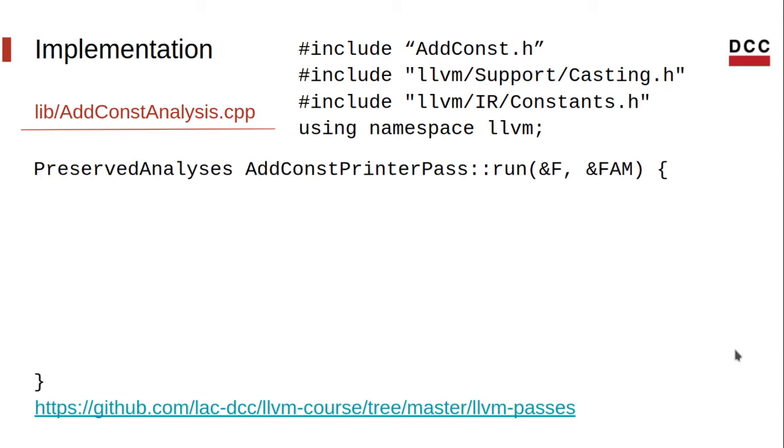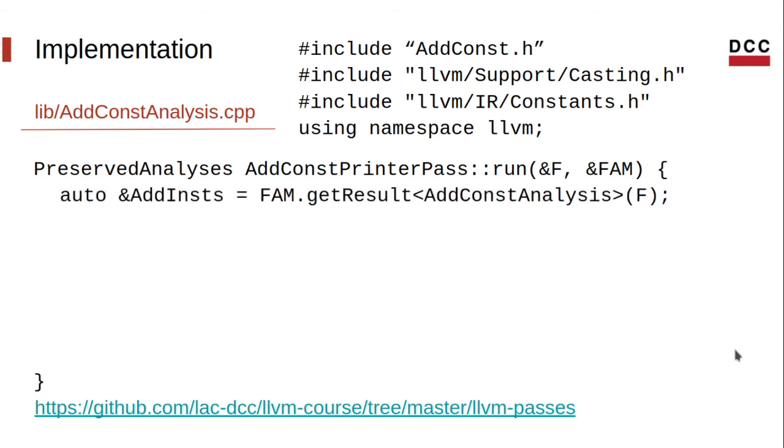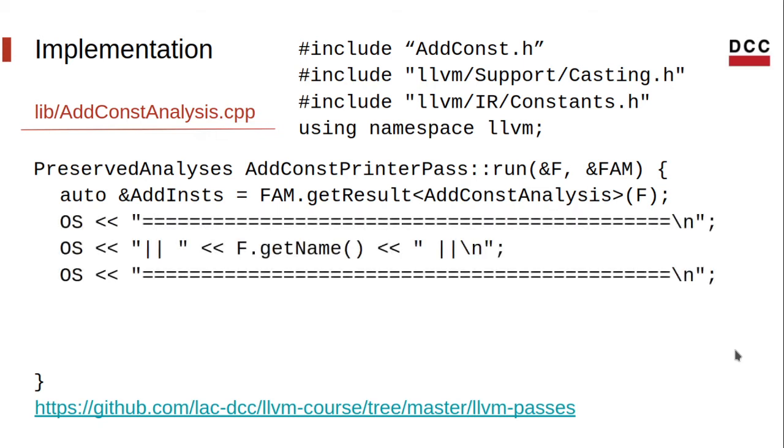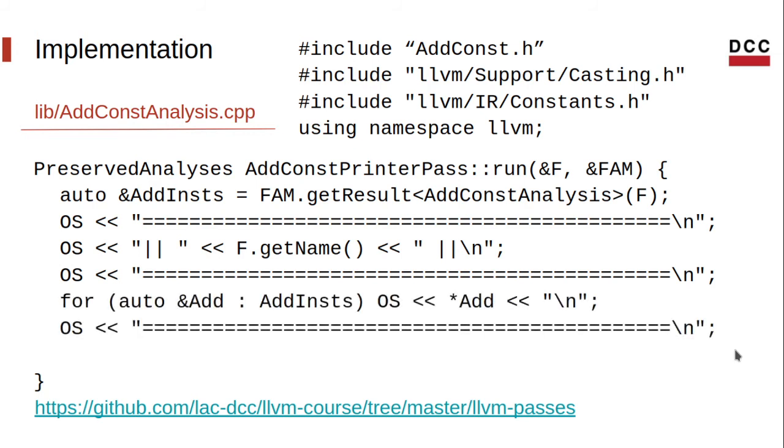First, we request the result of our analysis, and for that we use the function analysis manager. Now, let's print the name of our function before printing the analysis result. Here, OS is the output stream that we pass to the pass constructor. Then, we traverse the list of instructions returned by our analysis and print them. And finally, we return a set of analyses preserved, which in our case are all of them. We are done with the implementation.